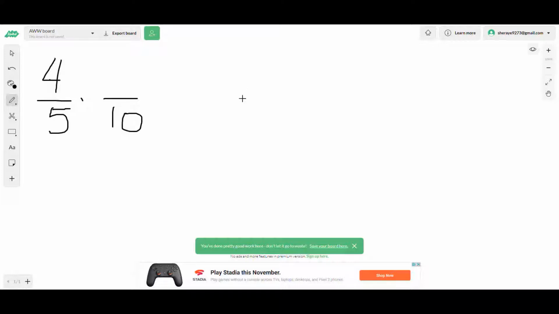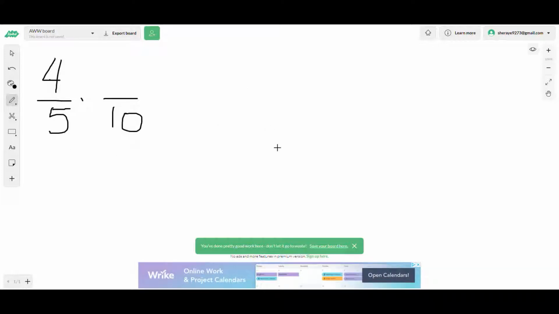So anytime you need to put something in decimal form, if it's a fraction, you have to multiply the denominator by 10 or a multiple of 10. So this would be times 2, and this would be times 2. So our equivalent fraction would be 8/10. Then you could write 8/10 as a decimal, because this is your tenths place, right?